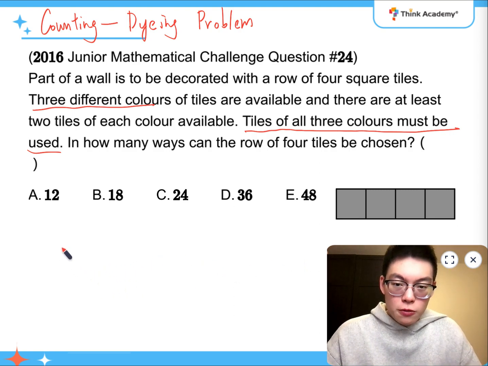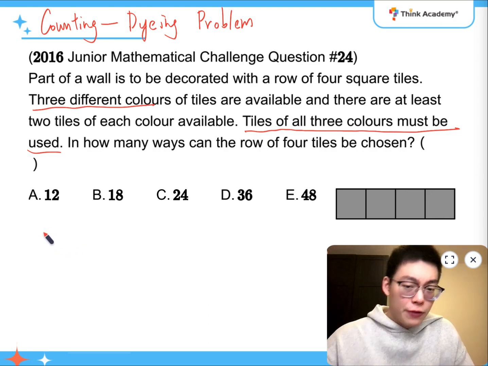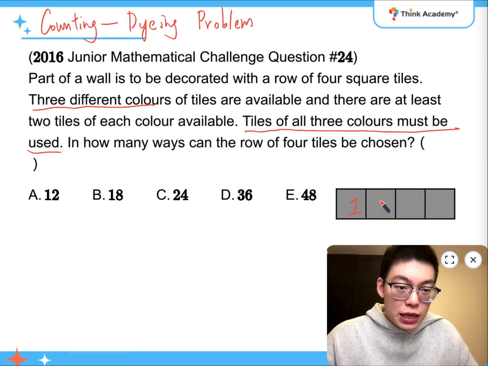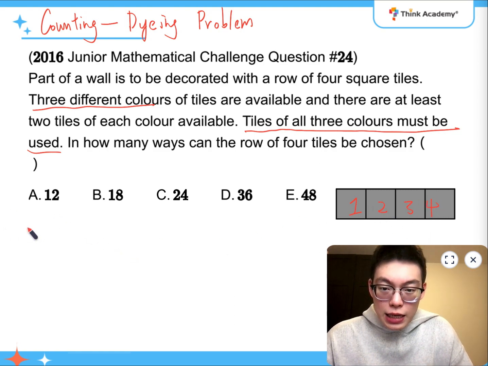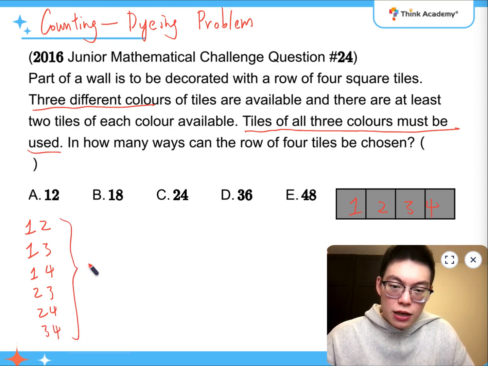So first of all, we investigate how many different patterns of the same colors can we find. So if I'm naming these squares 1, 2, 3, 4, I can say that it's going to be either 1, 2, 1, 3, 1, 4, 2, 3, 2, 4, or 3, 4, which is 6 different choices, right?